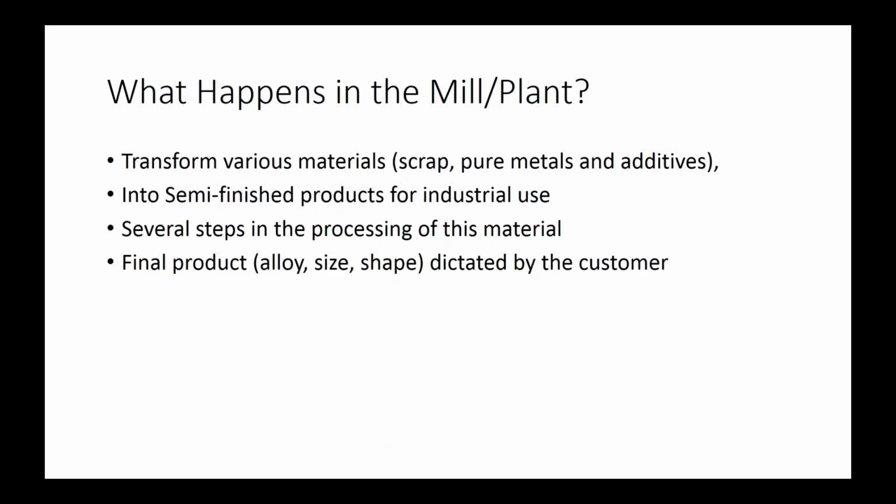And I'm going to start a little bit at the beginning. What happens in the mill or plant when we start doing things? Well, we transform various materials, scrap, pure metals, and additives, alloying additions. We've transformed those into semi-finished products for industrial use. Several steps are required for this process. And the final product usually is an alloy in a size and shape that is dictated by the customer. And that's on their order form.